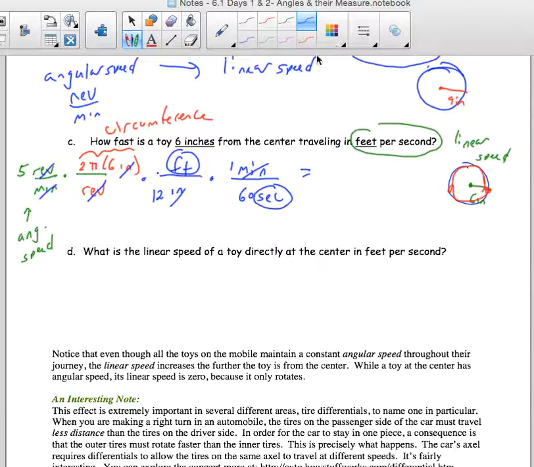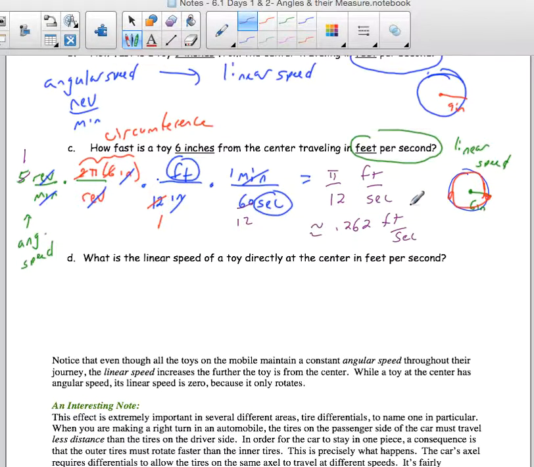Okay, and then let's simplify this answer. So we would have 6 times 2 is 12. So I can cancel out the 6 and the 2 with the 12. That would become 1. So now I have 5 in the numerator. I can cancel out the 5 with the 60 and make it 12. So I'm left with pi over 12 feet per second. And if we really want a decimal approximation, that's about 0.262 feet per second.